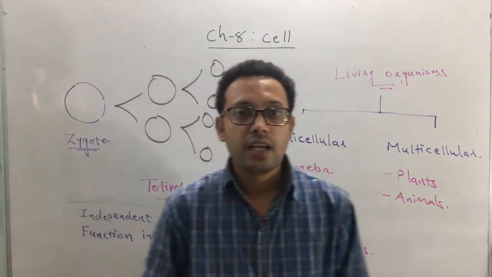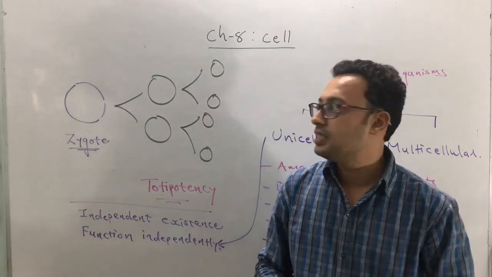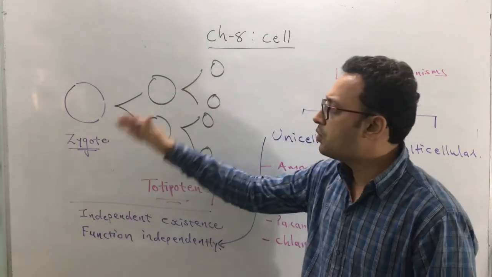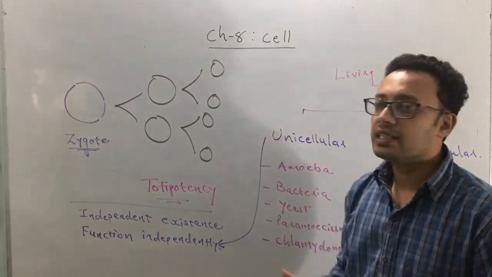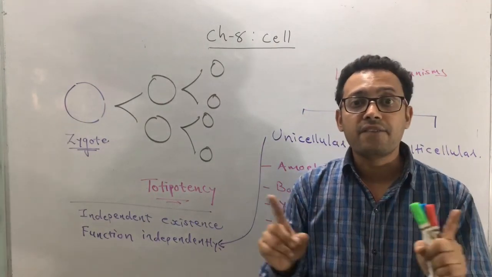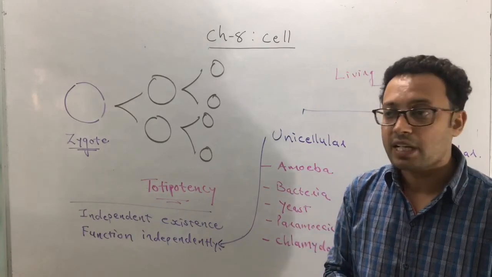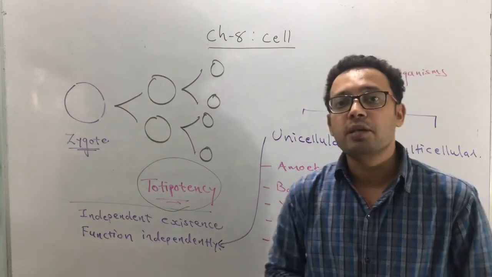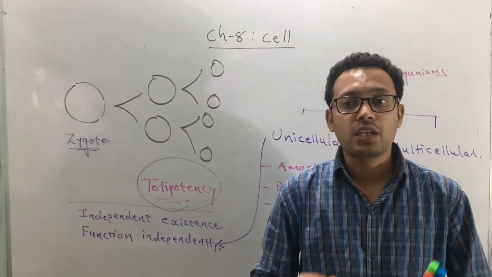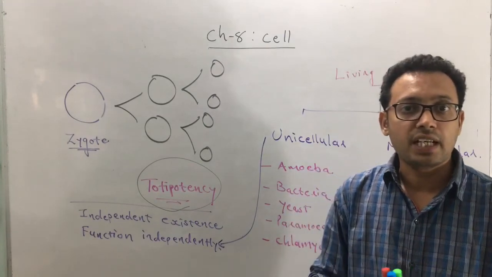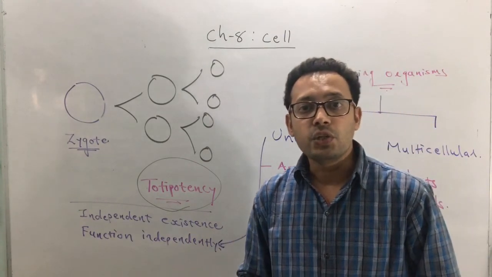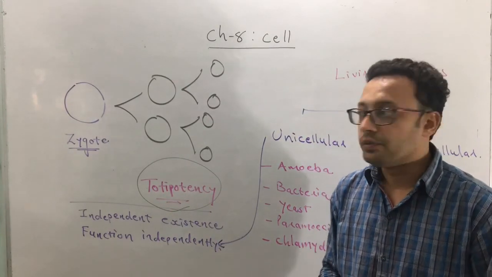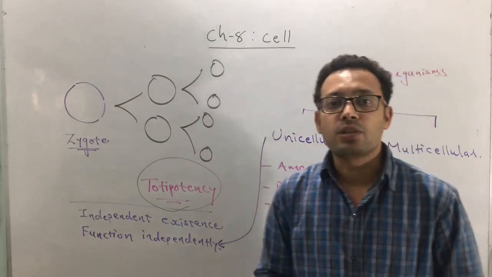Now another thing: every living organism starts its life from a single cell. What is it called? Zygote. This zygote continues to divide and forms a multicellular organism. But not every cell has a capacity to divide. The capacity of division is called totipotency. What is it called? Totipotency. The capability of a cell to divide and produce a new individual is called totipotency. So this is about the introduction of a cell.